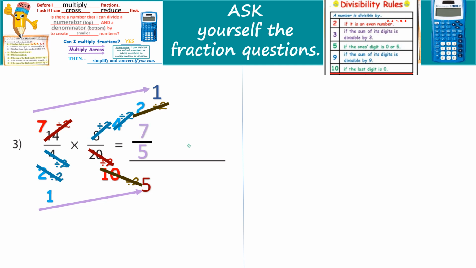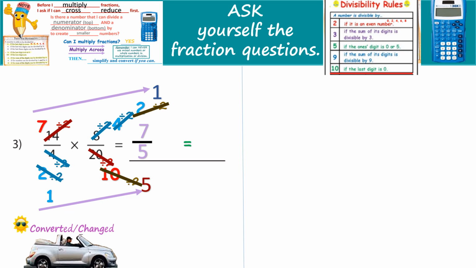1 times 5 is 5, and 7 times 1 is 7. But that's top heavy, isn't it? So I have to convert it. I can't have a top heavy fraction, right? We call that an improper fraction. It has to be changed. So once again, fractions are a division, and the top number, no matter if it's bigger or smaller, always goes inside my division box.